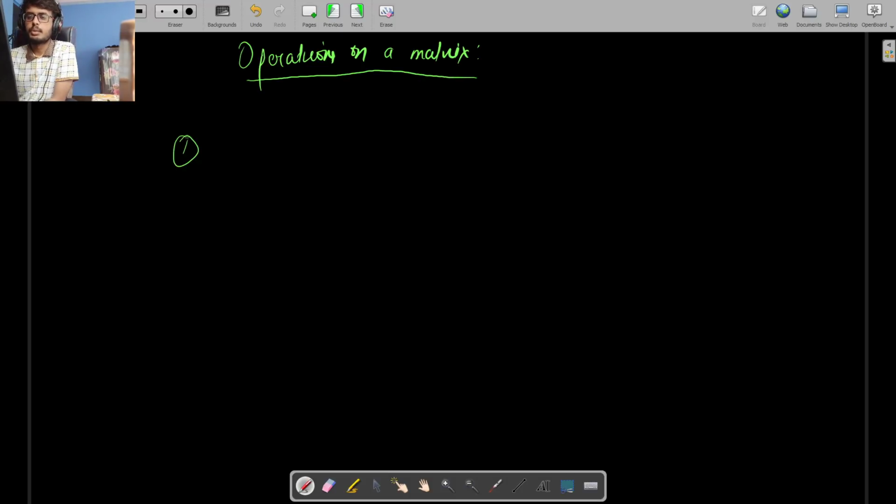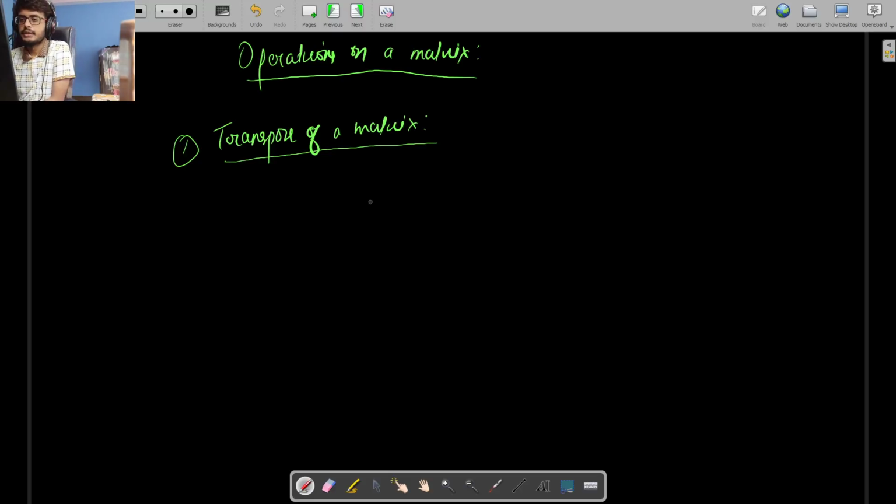So now we carry on with the topic, and the next topic will be operations on a matrix. So now these topics are actually very important. The first operation that I consider to be an operation of matrix is transpose. Transpose of a matrix. Okay. So what is a transpose of a matrix?